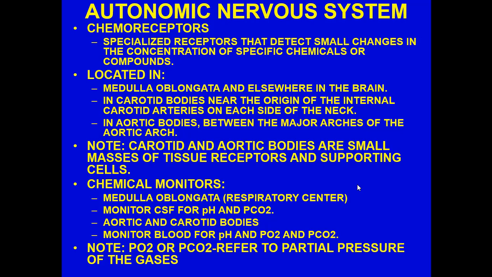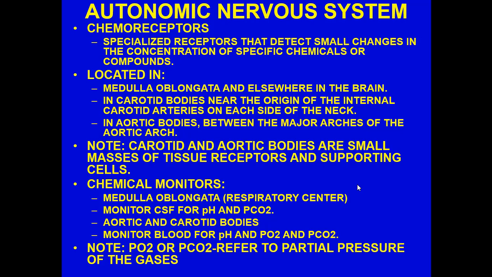Now, carotid and aortic bodies are small masses of tissue. You're going to just see them, they're just a little bit. They have receptors, they have supporting cells. So what are they checking? The medulla oblongata is basically involved with the respiratory center. It's going to monitor the CSF, cerebral spinal fluid, for pH changes and PCO2.